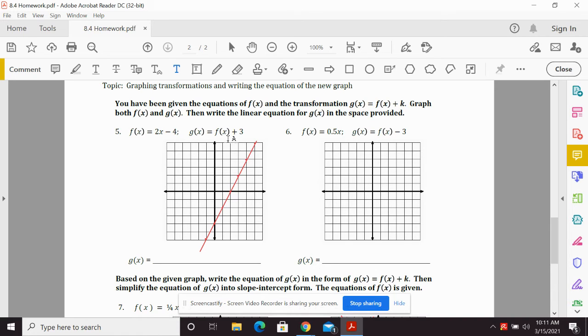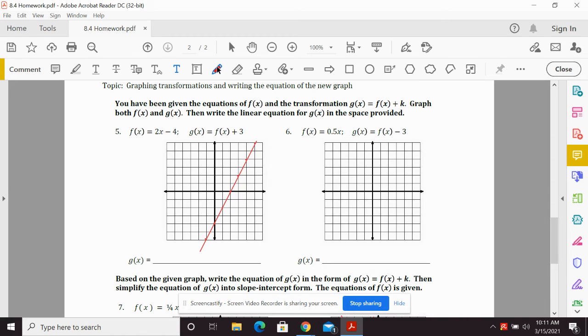Okay. What does this plus 3 mean? It means I'm going to shift it 3 up. Remember, we're talking about vertical shifts. Now I can't remember what I called it in class. Vertical transformations, vertical shift, whatever. You're moving it up or down. It's positive, so I'm moving the whole graph up 3.